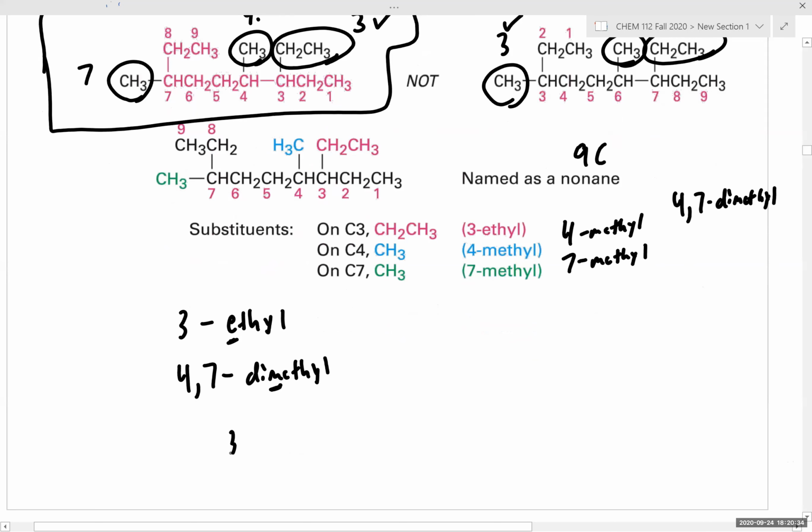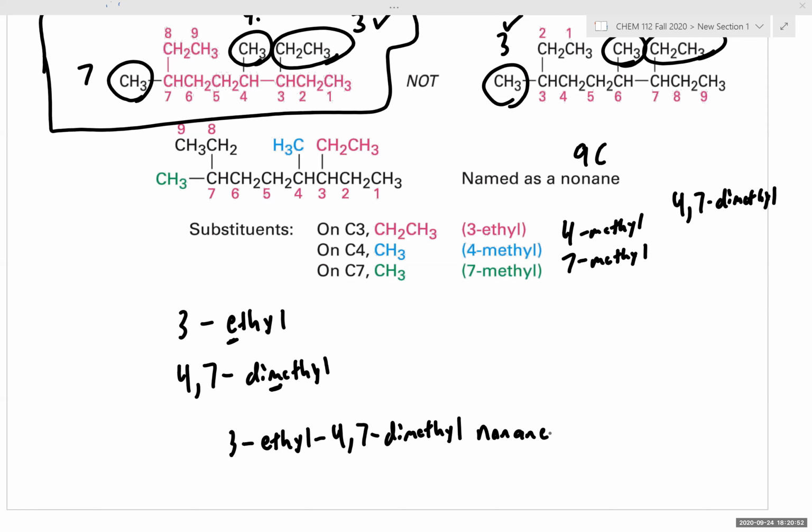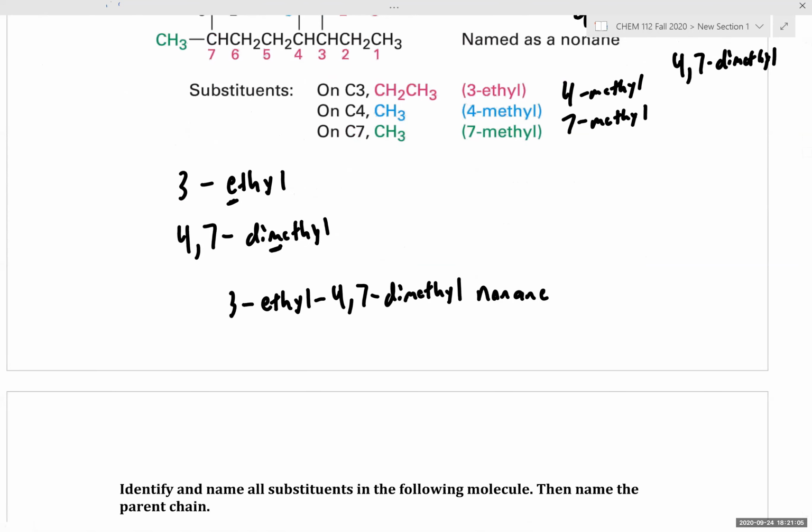So we call this 3-ethyl-4,7-dimethylnonane. Does this example make sense to everyone? Does everyone see how all the pieces are starting to fit together? Perfect. So let's do some follow-up examples.